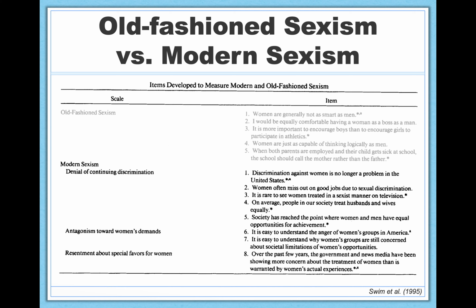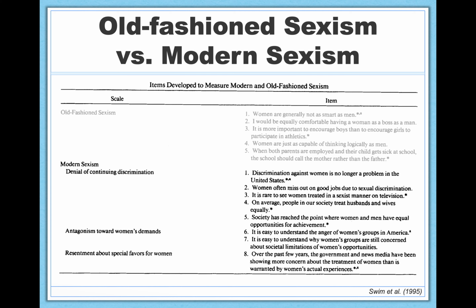Notice how indirect these items are. You can see that this scale is also divided into 3 subscales. For example, the denial of continuing discrimination. It's sexist to believe that sexism, that discrimination, is not a problem. So we have items here that say, discrimination against women is no longer a problem in the United States. If you agree with that, that's sexist because we know it is a problem. You're downplaying these issues because they don't necessarily apply to you or something, right?